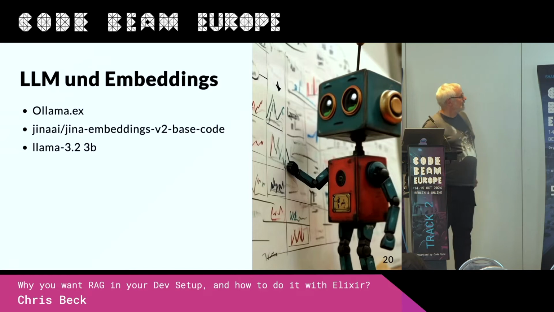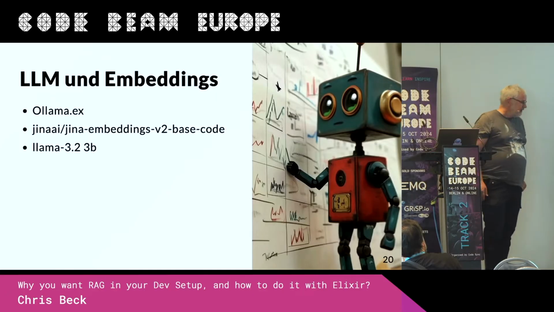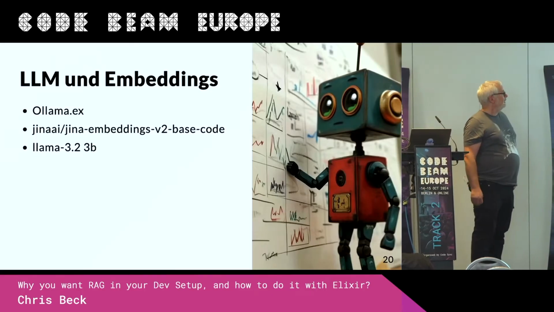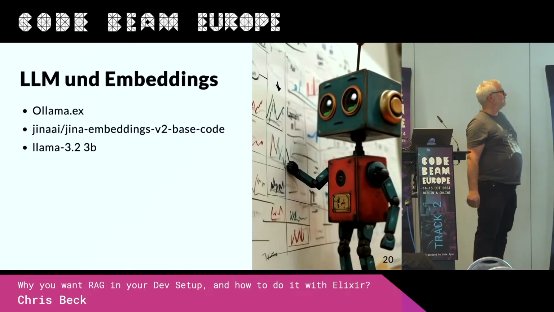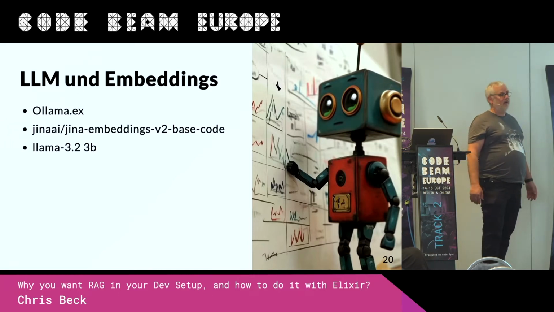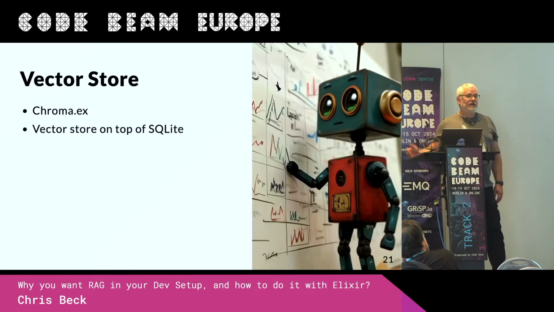For the LLM and the embeddings, we used Ollama, which is something like a package manager for models. After we tried out everything that was available on Ollama, we settled for Jina AI because that was the only embedding model at that time that yielded a performance that was close to the models of OpenAI. And we are using Llama 3.2, which is actually quite a small model which runs on my machine without any problems. And of course, you need a vector store.